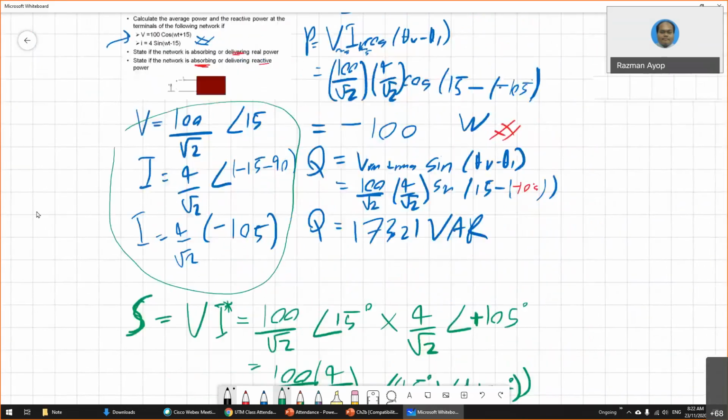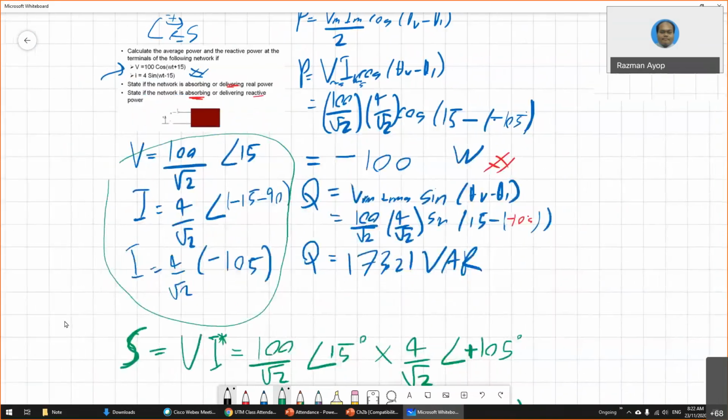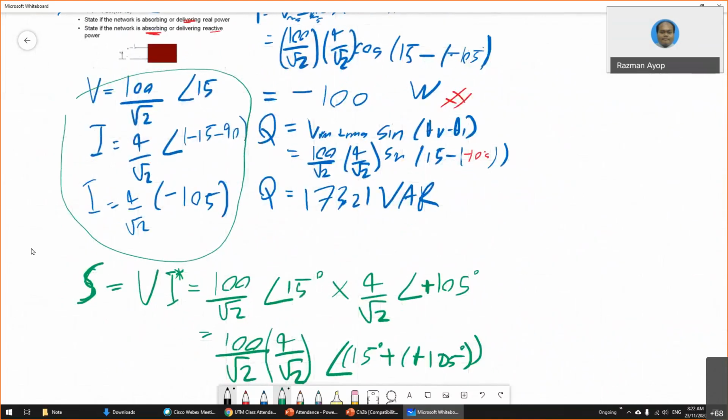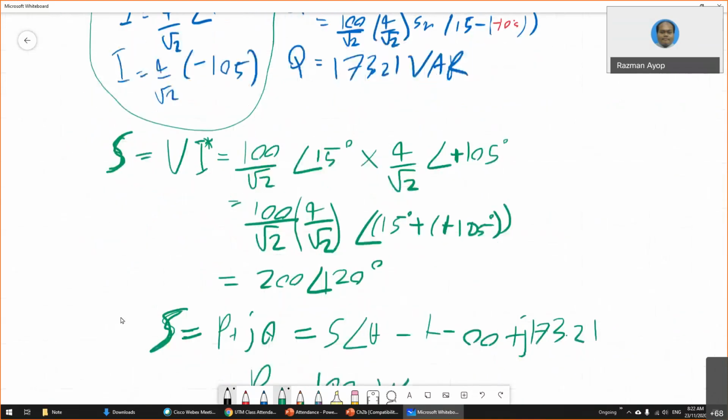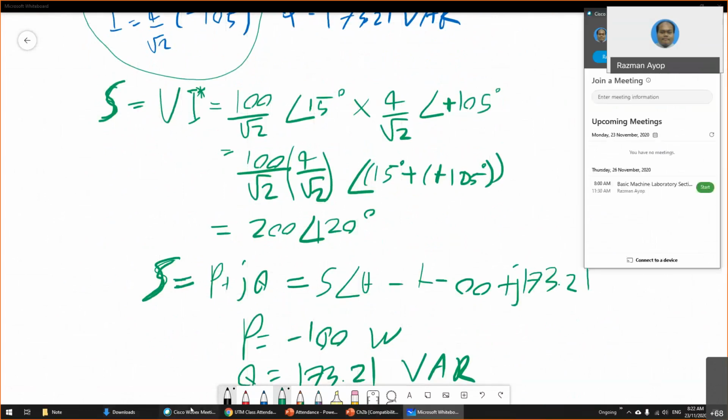So we have completed the power, how to calculate power in an AC circuit. We will stop for about 5 minutes, and we will continue with the next subtopic. Take a break.